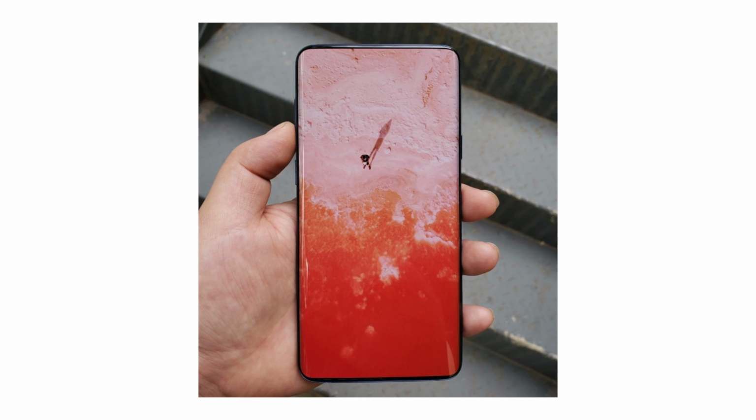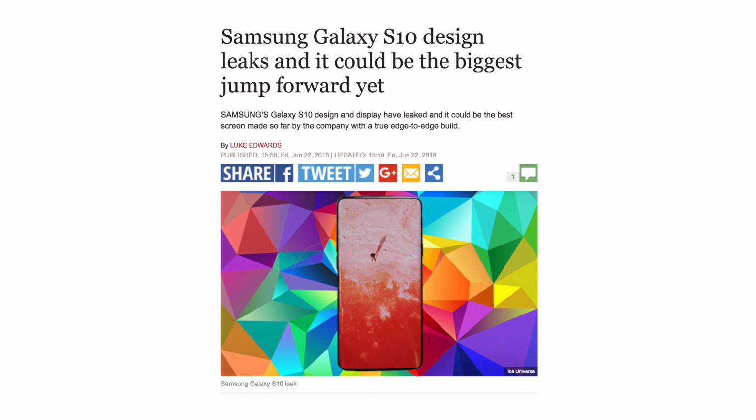Okay, number 4. Is it plausible? Which sounds kind of self-explanatory, but there is more to it than, does this leak look like what we're expecting the phone to look like? Take this Samsung Galaxy S10 leak, which again has been pretty widely documented by now.